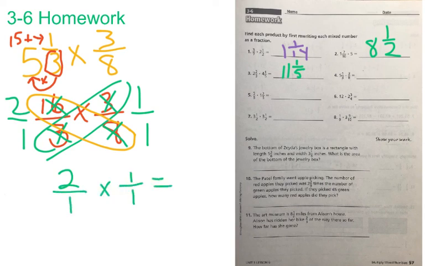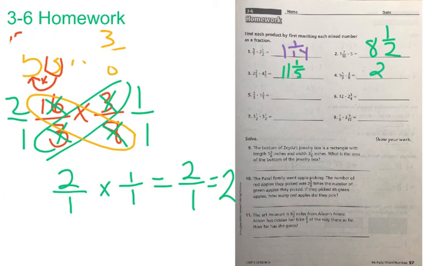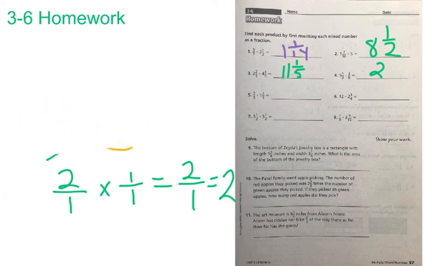And I multiply straight across. 2 times 1 is 2, and 1 times 1 is 1. And 1 can go into 2 two times, so this leaves me with a whole number of 2. And my answer for number 4 is 2. Right now, I have completed the first half of the top of the page with you.